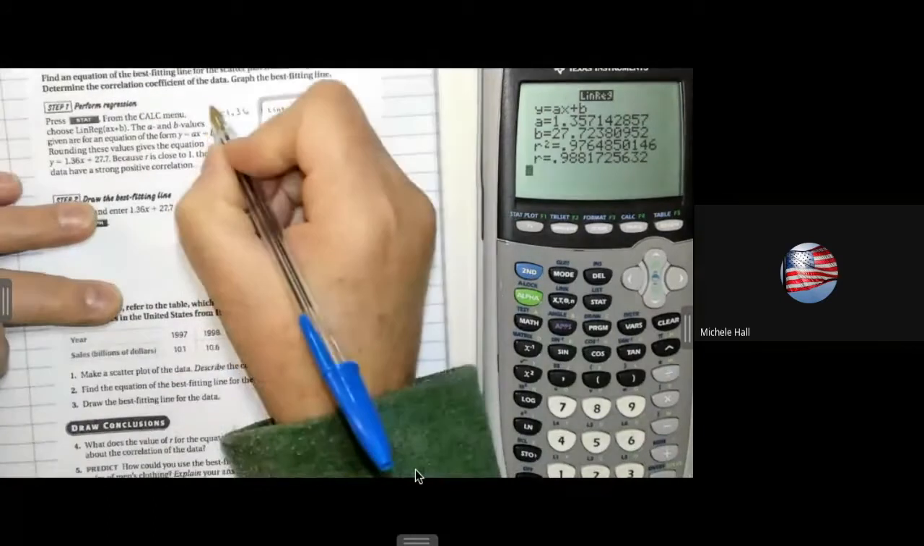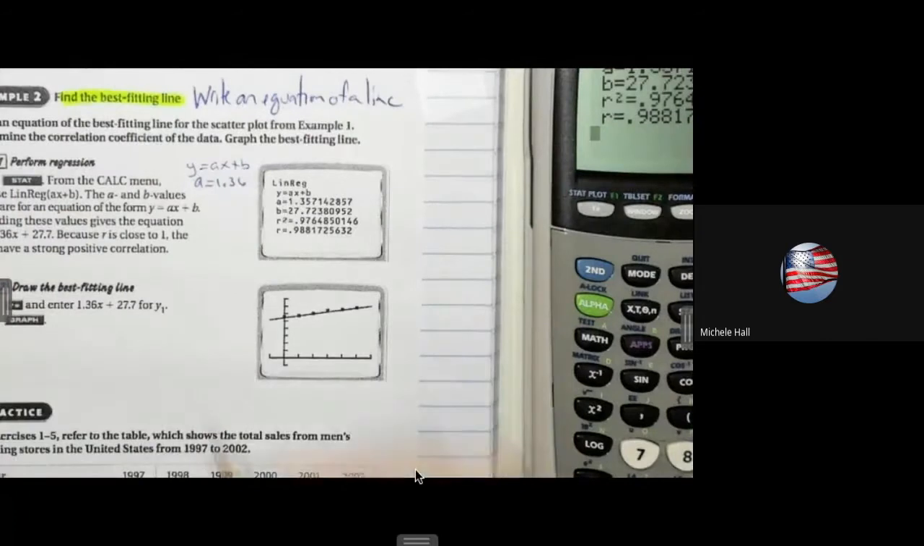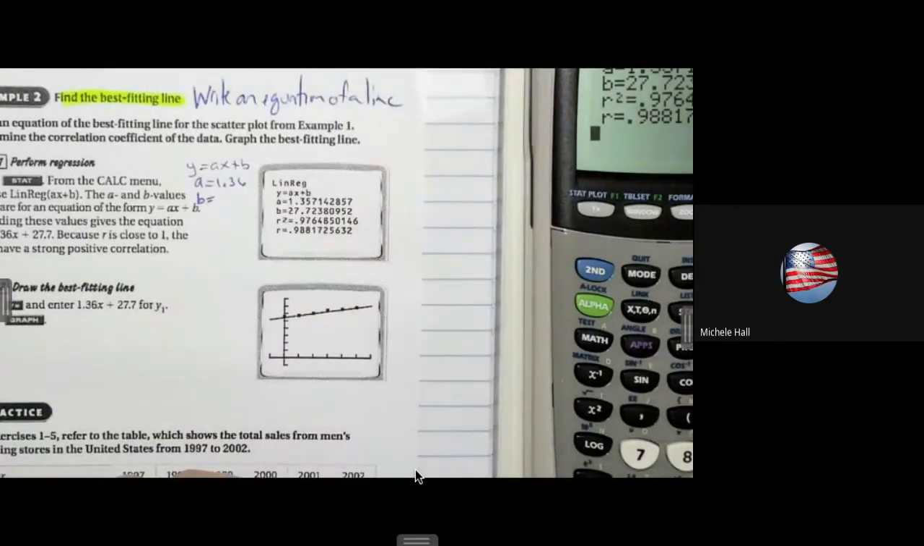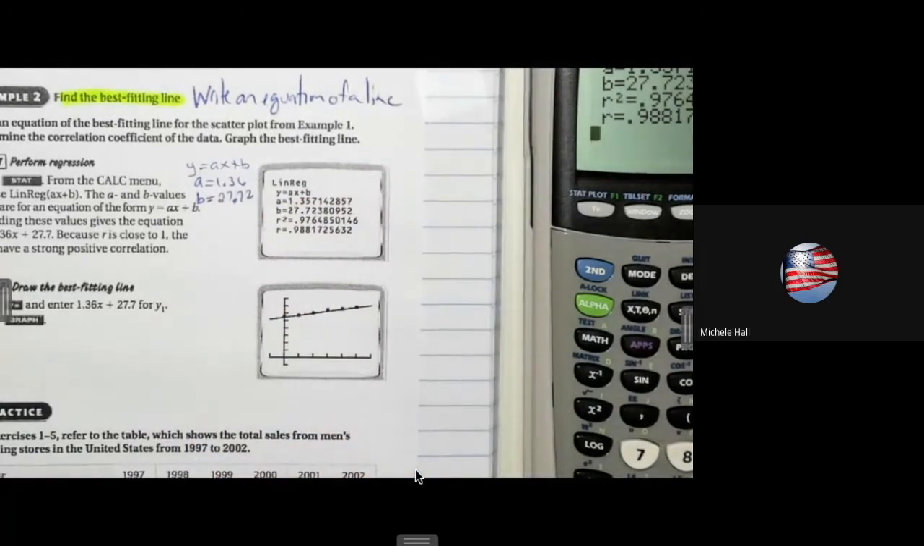And above that, I'm going to put y equals ax plus b. And then we know we need b because we need the slope and the intercept so we can graph. And I would say that b is 27.72. And I'm going to be able to go and graph the line now.